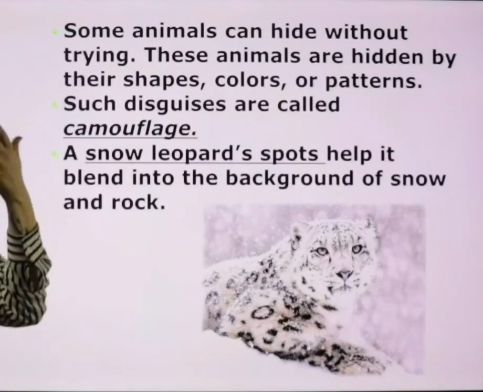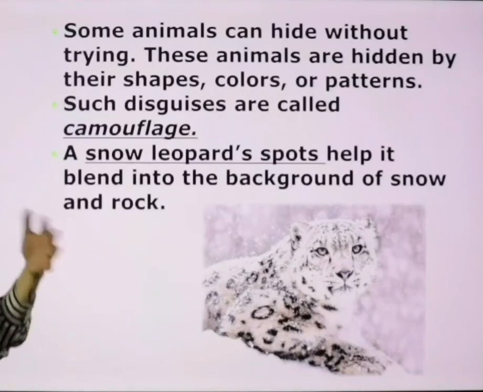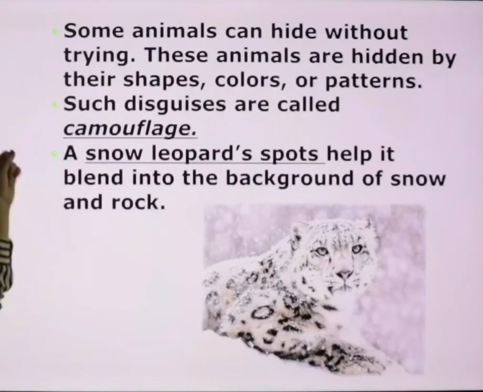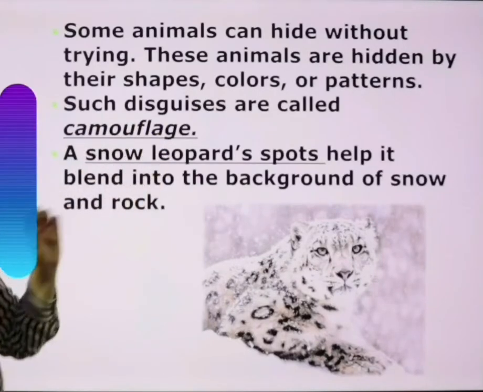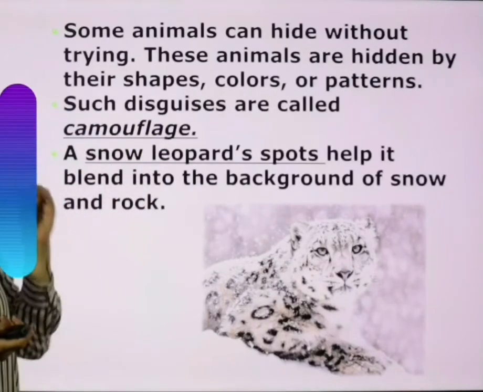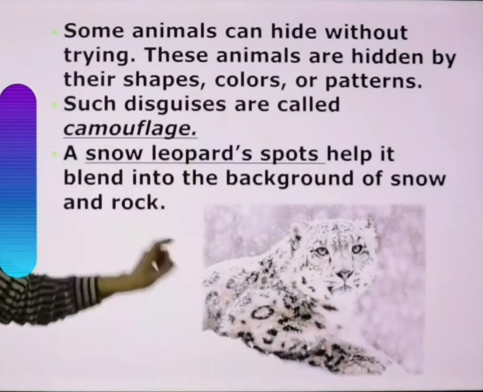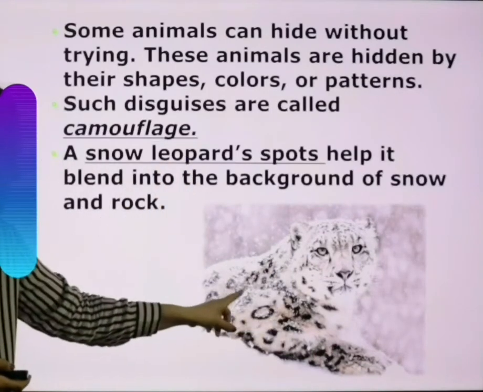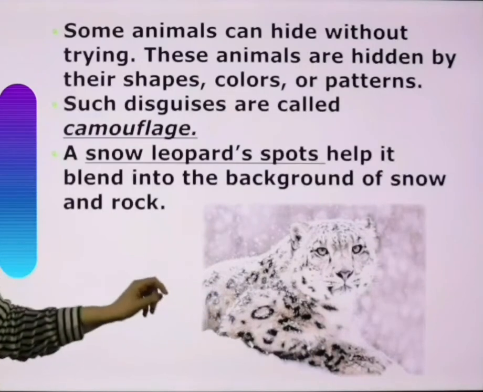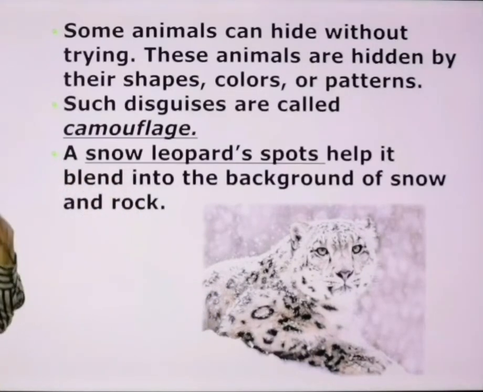So their body, their structure, helps them adapt or blend in with nature. Such disguises are called camouflage. So this disguise, this way of defense, this adaptation, is called camouflage. A snow leopard's spots, this is a snow leopard, look at its spots, white and black, help it blend into the background of snow and rock.